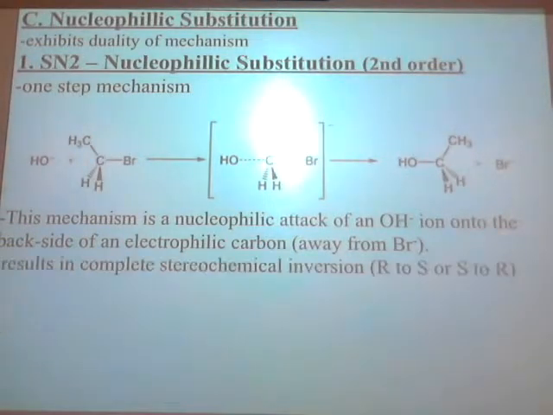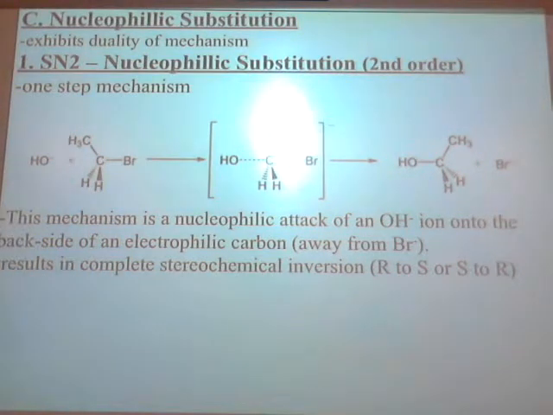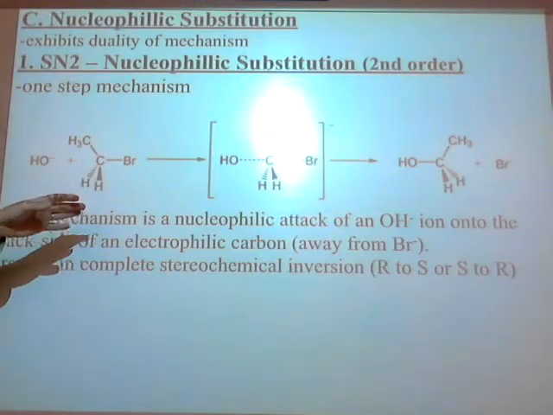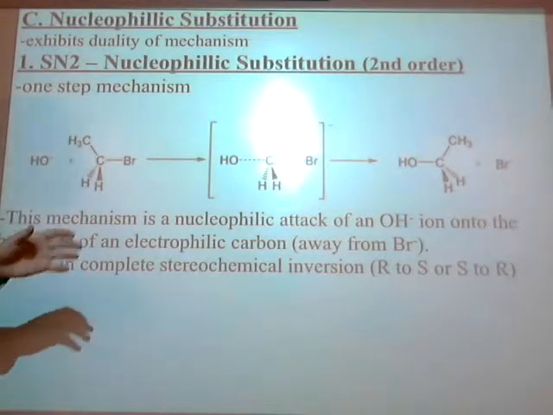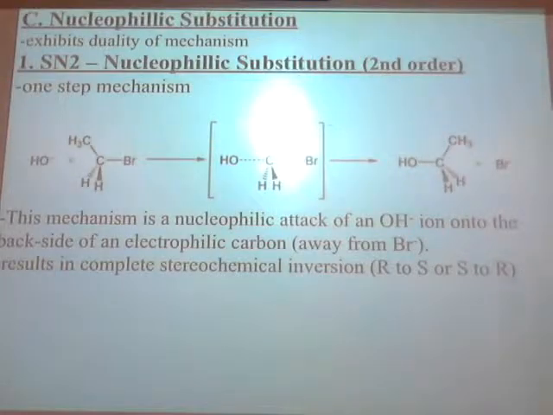All right, let's see what else it says here. This results, as I explained, in complete stereochemical inversion. If you had an R, you're now going to have an S. By the way, in this case, you have two H's, so you're not going to have an actual stereochemical molecule. You don't have a chiral carbon. But if you did, you would end up with complete stereochemical inversion because you now have added the OH onto the opposite side of where the bromine was. So it's attacking from the back side of where the bromine is.